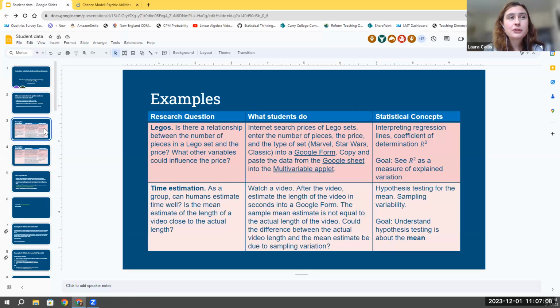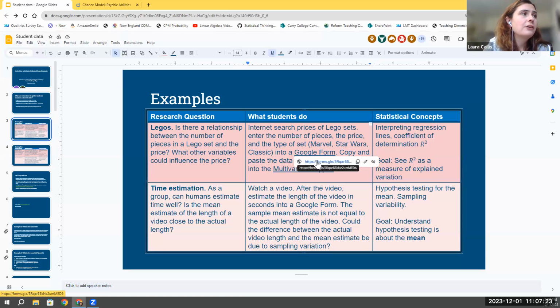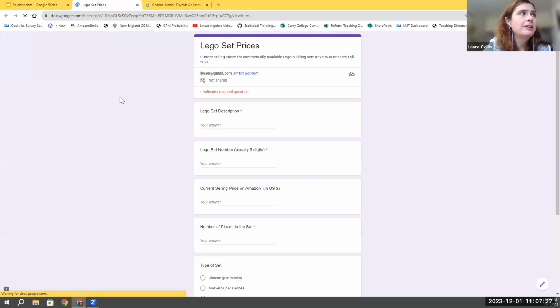I notice that students get that confused with the correlation coefficient a lot. So we do an investigation using the price of Legos, and students have lots of ideas about what impacts the price of Legos. Then we just Google the price of different Lego sets, and we use a Google form. If you're on slide 3 and you want to see an example of a Google form, you can click on that link.